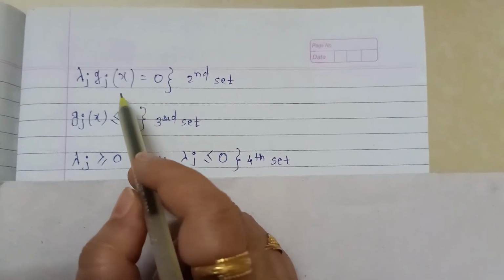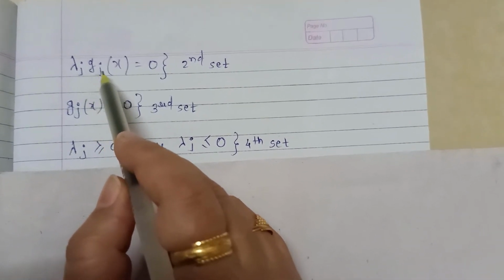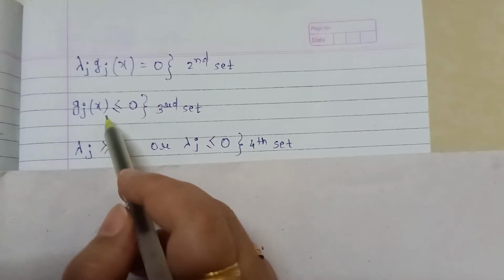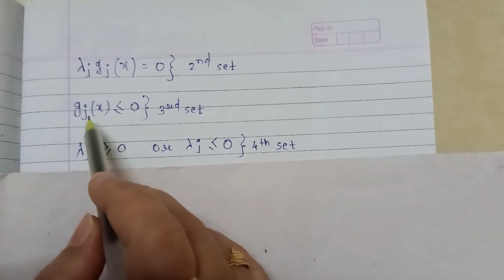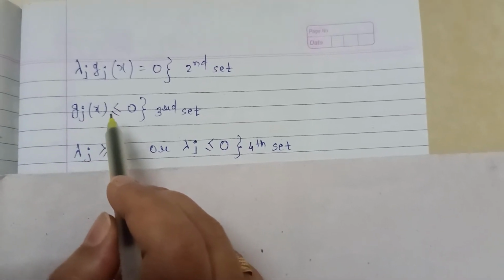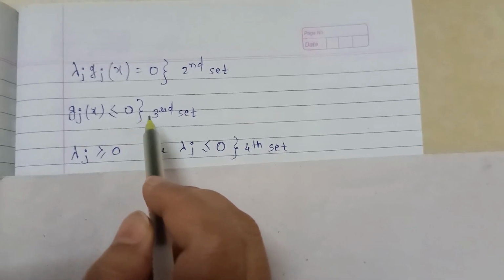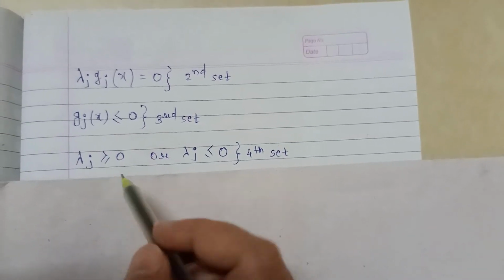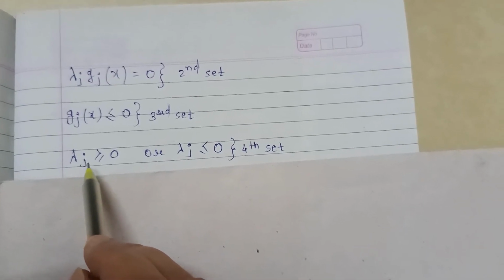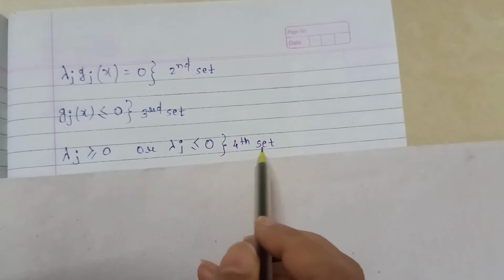The second set of KT conditions is given by lambda j into gj of x equal to 0. Then the third set of the KT conditions is simply the given constraints in the problem, that means gj of x less than or equal to 0. The fourth set can be written as lambda j greater than or equal to 0 or lambda j less than or equal to 0.